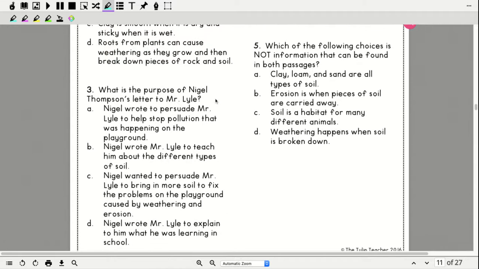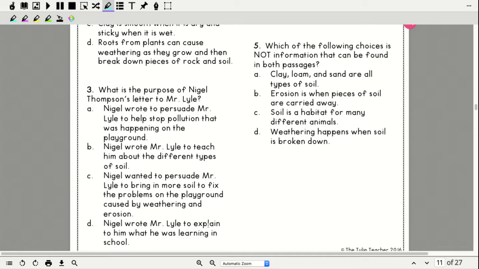Okay, let's come down here to number three. What is the purpose of Nigel Thompson's letter to Mr. Lyle? So what does Nigel want Mr. Lyle to do? So A, Nigel wrote to persuade Mr. Lyle to help stop pollution that was happening to the playground. B, Nigel wrote Mr. Lyle to teach him about the different types of soil. C, Nigel wanted to persuade Mr. Lyle to bring more soil to fix the problems on the playground caused by weathering and erosion.